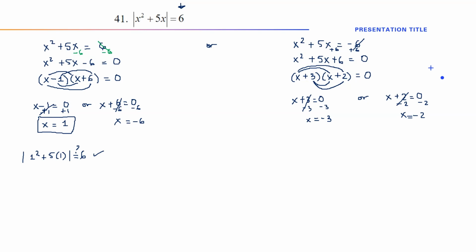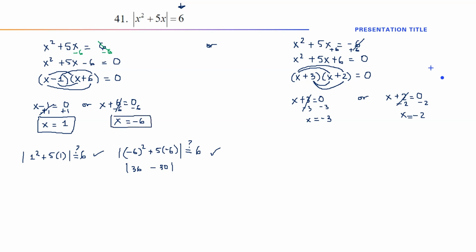Now negative 6. We have negative 6 squared plus 5 times negative 6. Is that equal 6? This one is 36 minus 30. So yes.